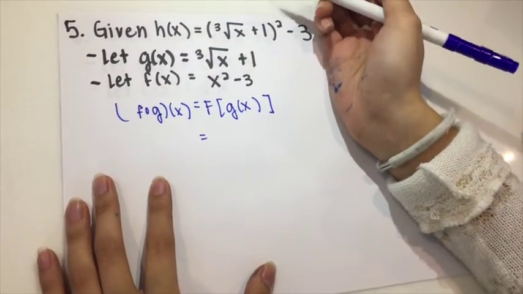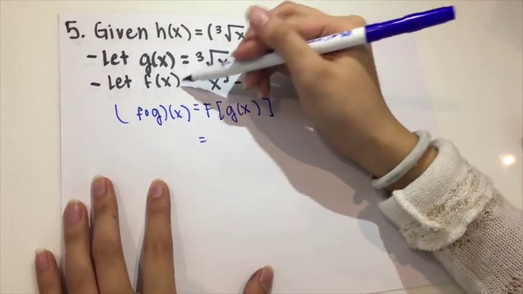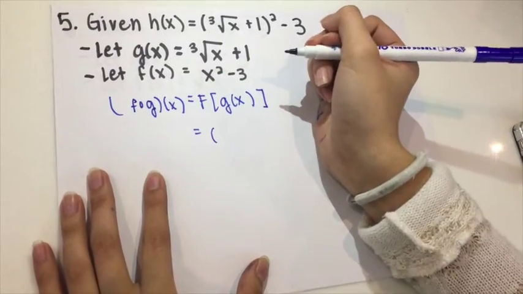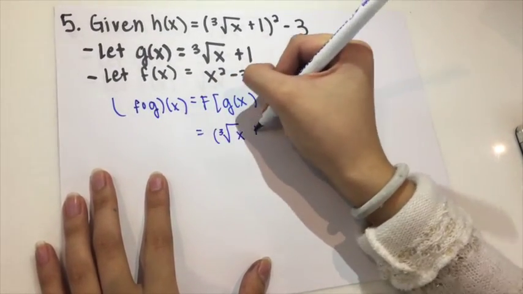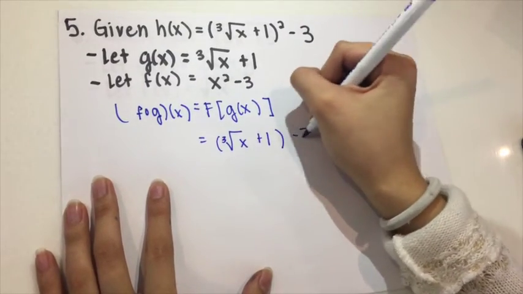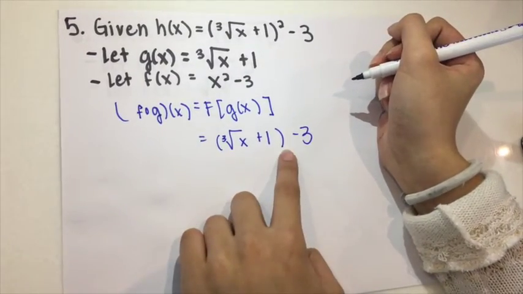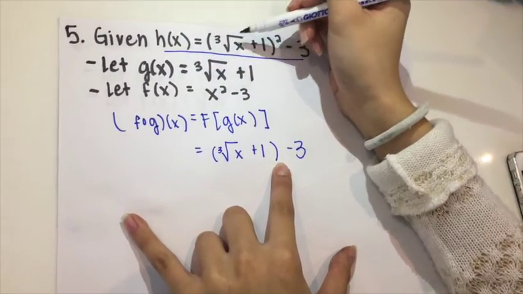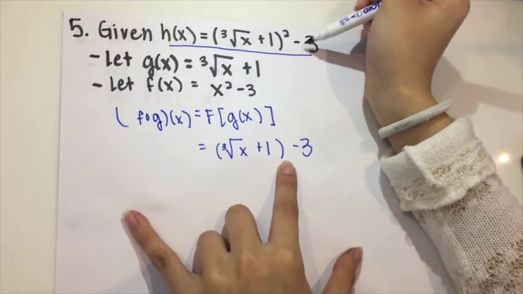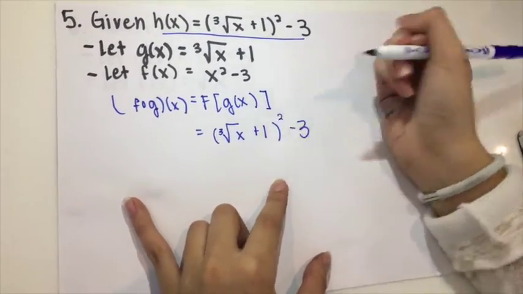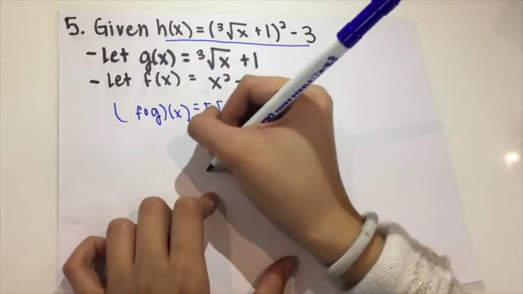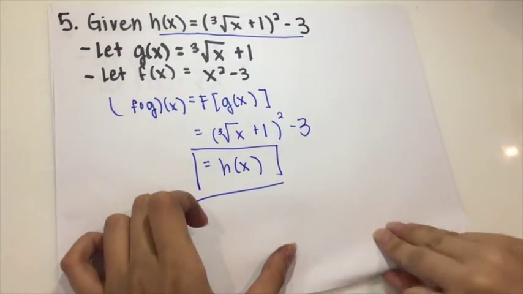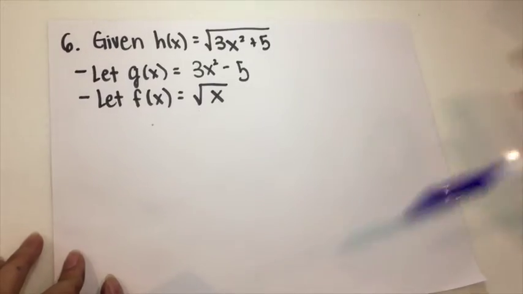Now, let's replace all x values of f of x with g of x. So, we have cube root of x plus 1, squared, minus 3. And since this is the exact same thing as our given, which is h of x equal to cube root of x plus 1 squared minus 3, we know that this is equal to h of x. And that's your answer. Okay, let's try another example.